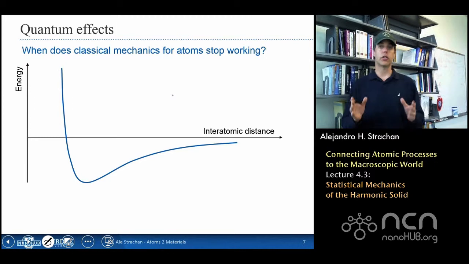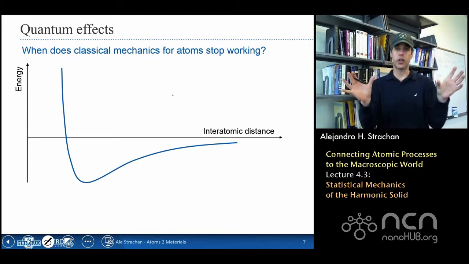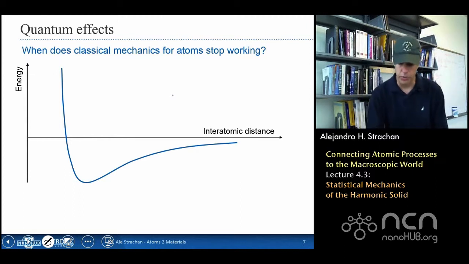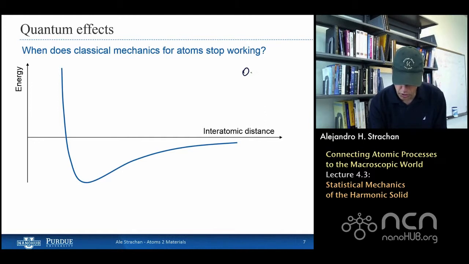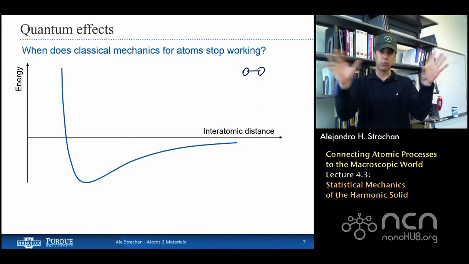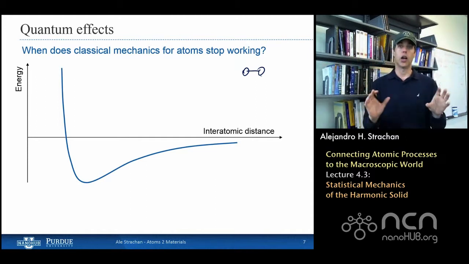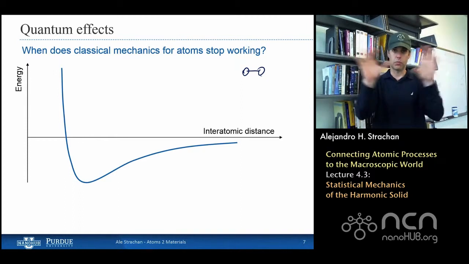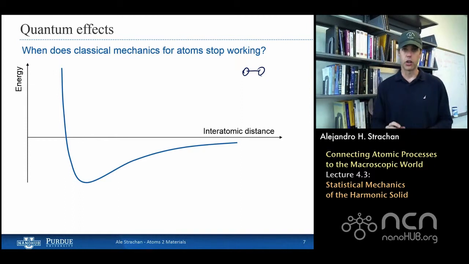So let's consider now a very simple system. Let's consider a diatomic molecule, and here I'm showing the energy as a function of the interatomic distance of, let's say, a small diatomic molecule. So the separation distance between the two atoms is vibrating around some equilibrium distance.